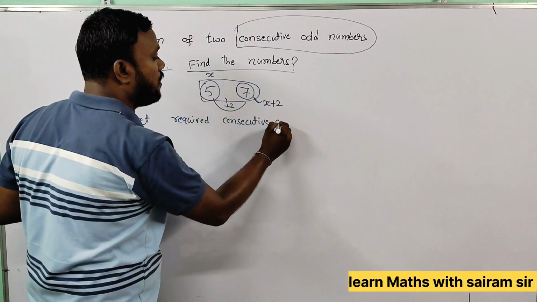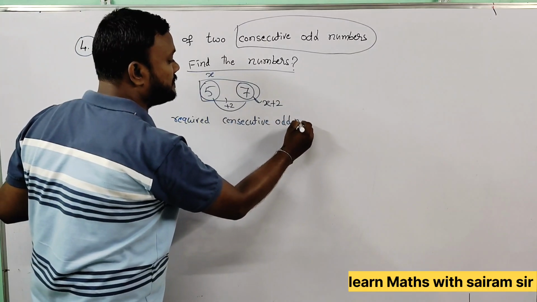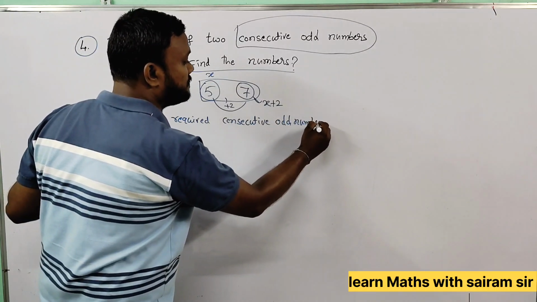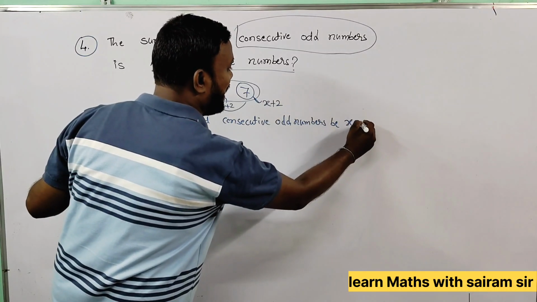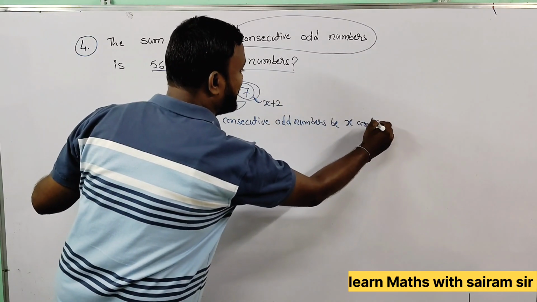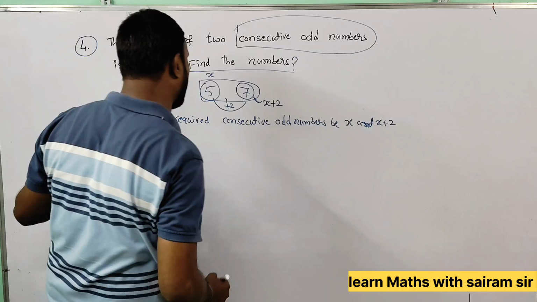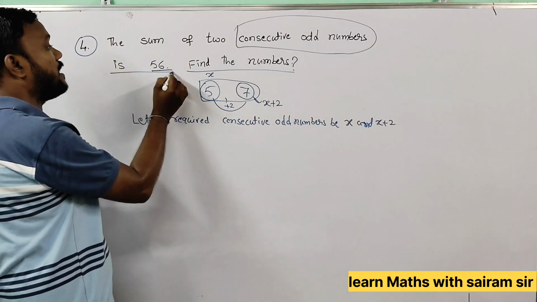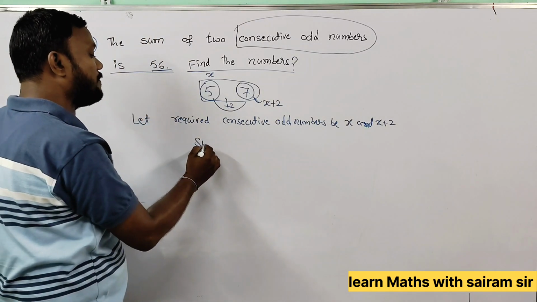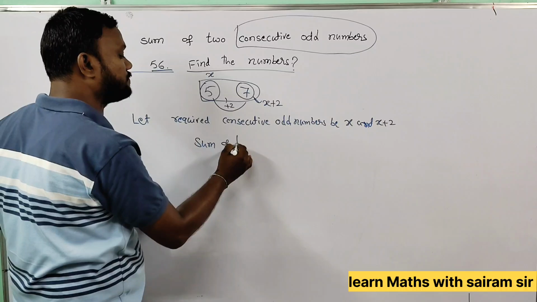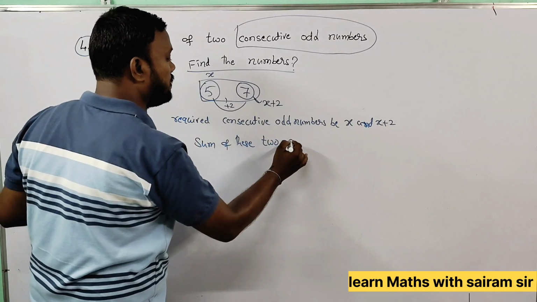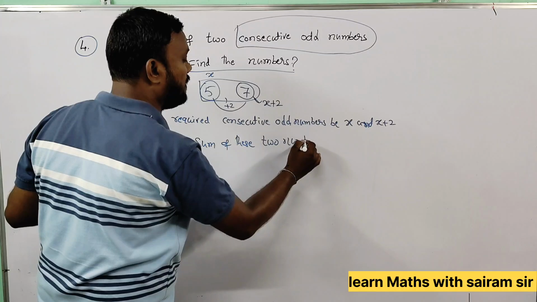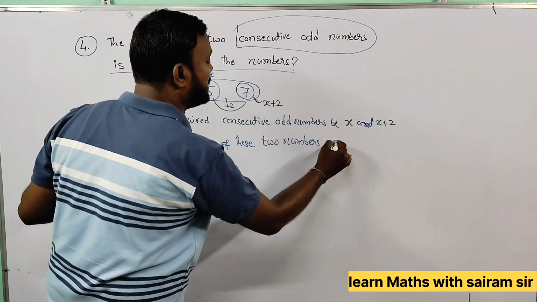By using this, I can write: let the required consecutive odd numbers be x and x plus 2. And what else they have given? We have given that the sum of these two numbers is 56.